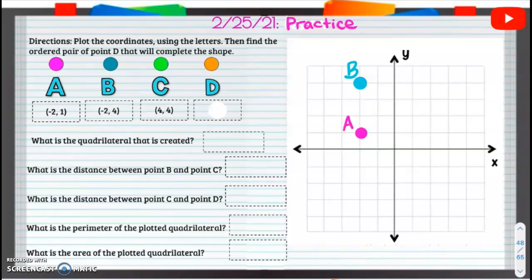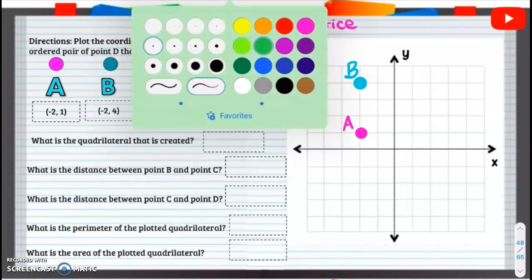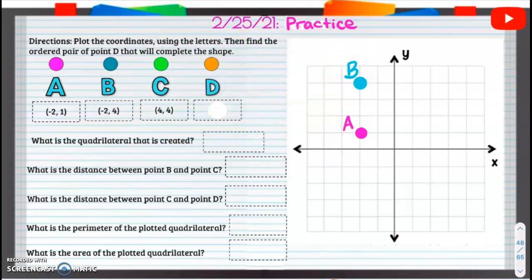All right, let's take a look at C. +4. 1, 2, 3, 4. +4. 1, 2, 3, 4. Alrighty.